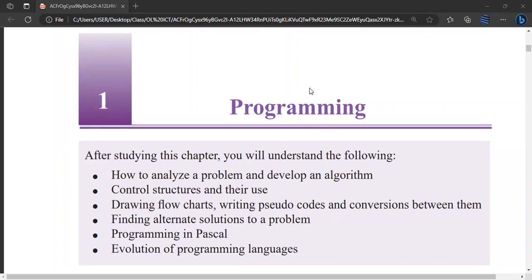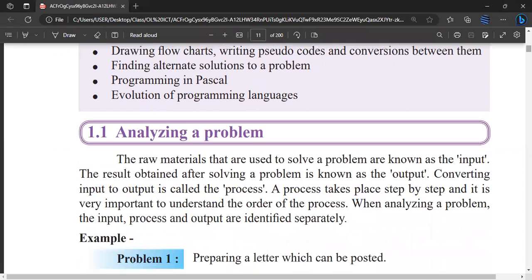O-level ICT programming, right? So let's see what programming is. First, you have analyzing a problem. So we'll see what this analyzing a problem is, right?